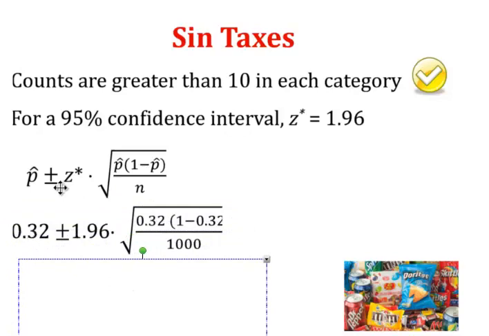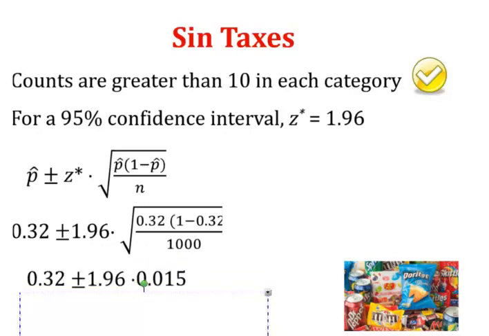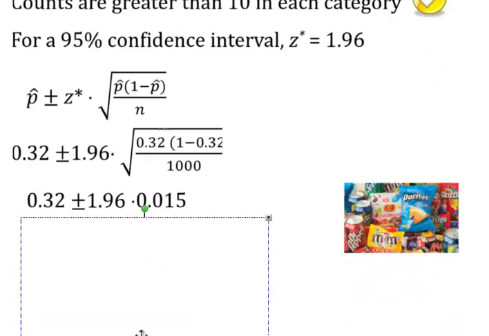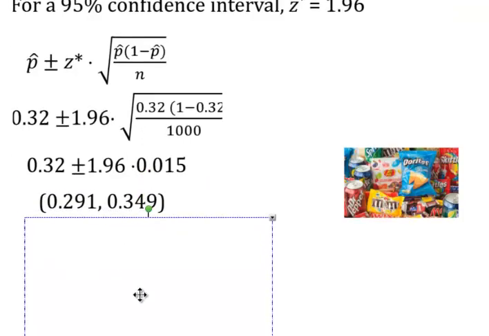All right, so there's our p hat, our Z, p hat, and our n. And you get your values here. You just simplify the one side. I would simplify what's under here, take the square root, then multiply. Right here, they're then multiplying that, and then they get their interval.